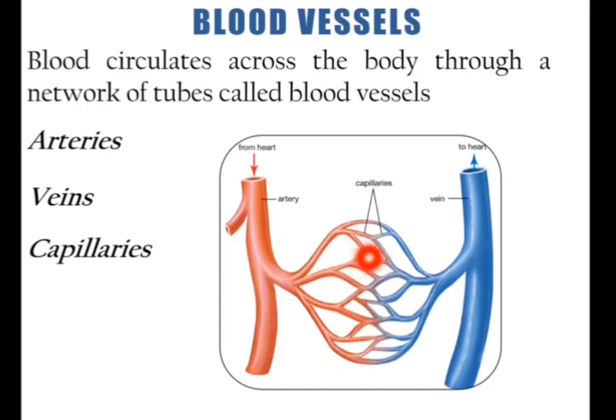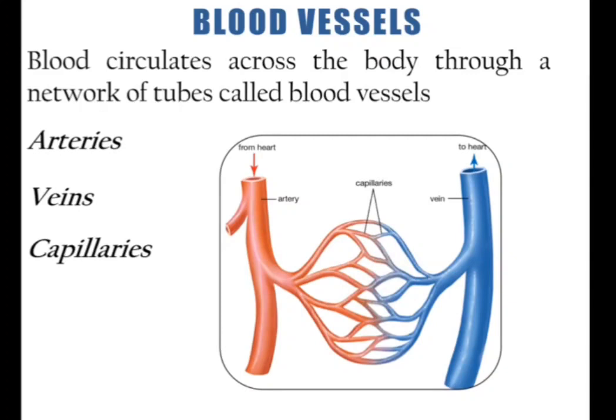Whatever nutrients or gases are being exchanged, that is exchanged with the help of the capillary wall with the tissues or cell wall. So directly they can exchange the gases with the process that is known as diffusion. This is how capillaries of arteries and capillaries of veins are attached to form a network. So these are the three kinds of blood vessels.